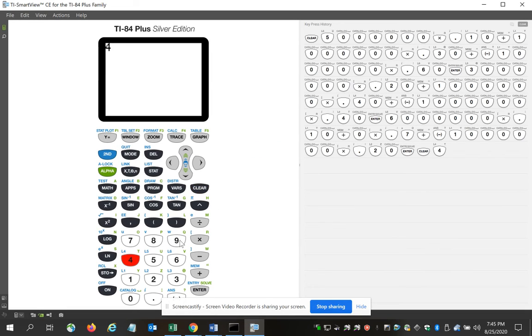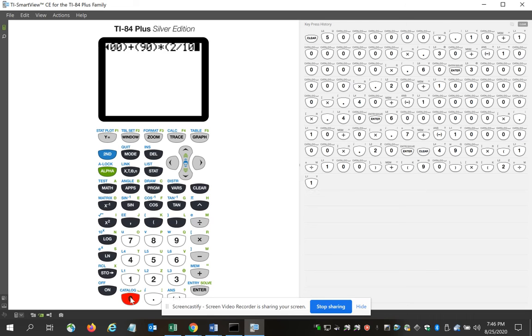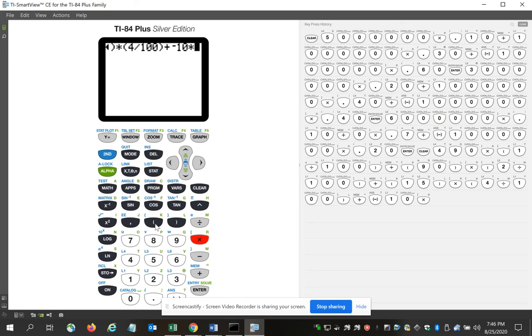So I have 490 times 1 divided by 100, plus 90 times 2 out of 100, plus 15 times 4 out of 100, plus negative 10 times 93 divided by 100.